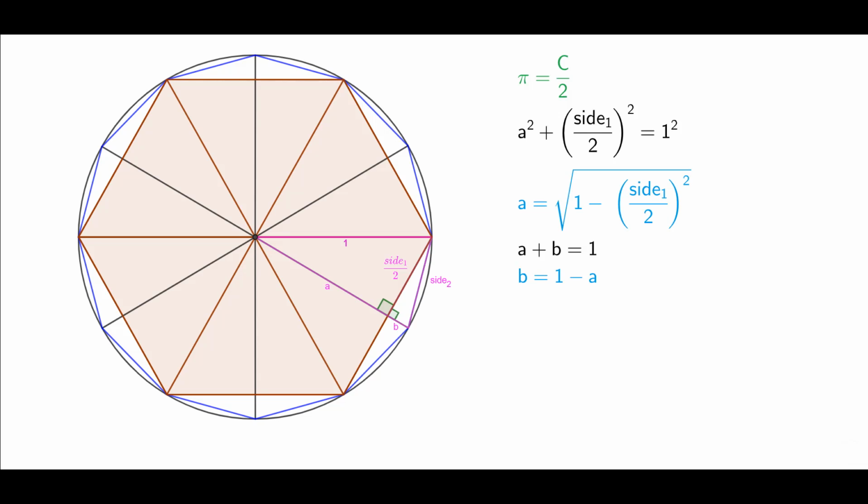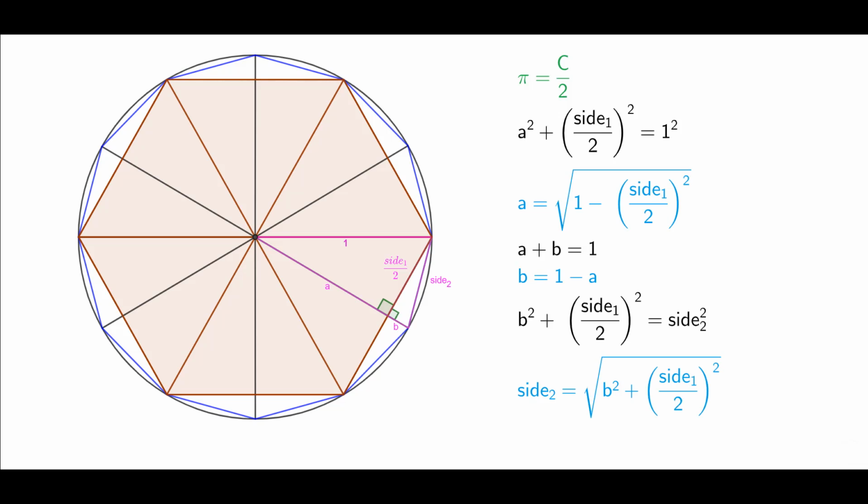Using the Pythagorean theorem again, I get the equation b squared plus side 1 over 2 squared equals side 2 squared. And if I do some algebra, I can solve for side 2. Now if I plug in all the numbers, I can find the side of my 12-sided polygon. And with that, I can find the circumference of my 12-sided polygon and get a better approximation of pi.